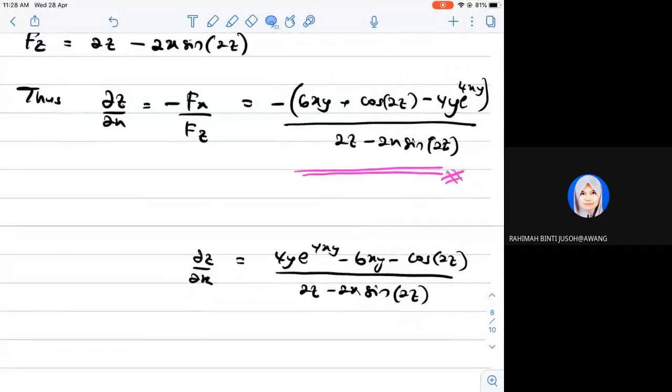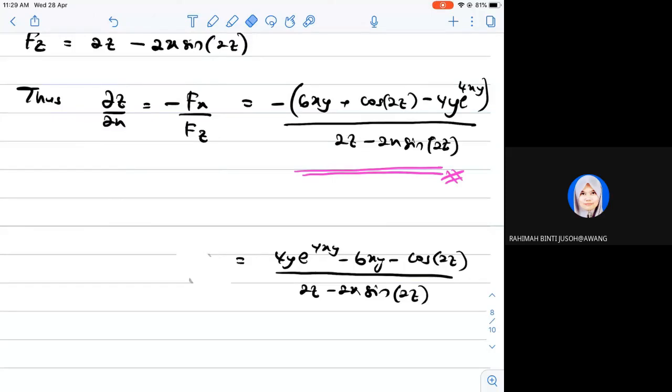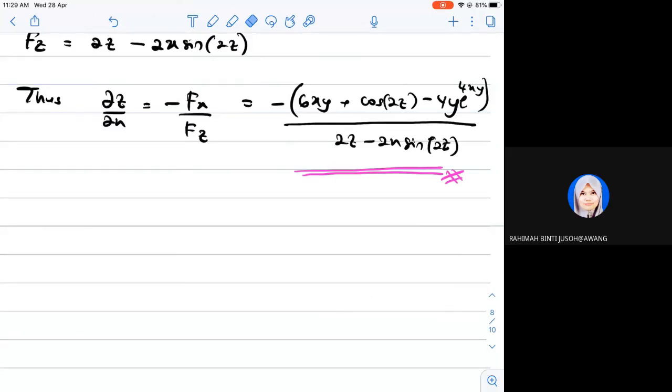Besar sangat ni. Sama je kan? Cuma negatif yang kata jadi positif. Ni negatif, ni negatif. Macam tu lah. Sama je. So which one is here guys? It's up to you lah, you nak guna yang mana. Saya marking je. Kalau betul saya bagi full mark. Okay, first method or second method, it's up to you. Alright.